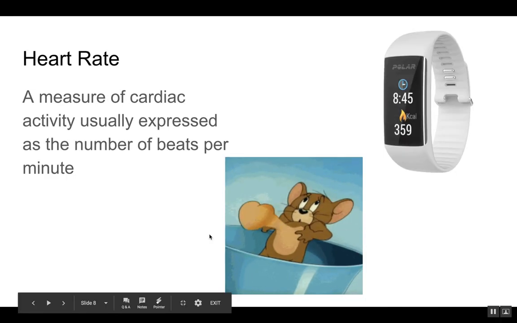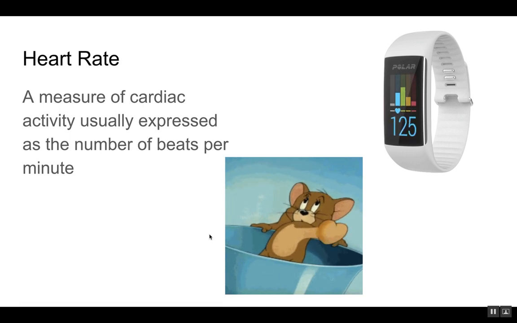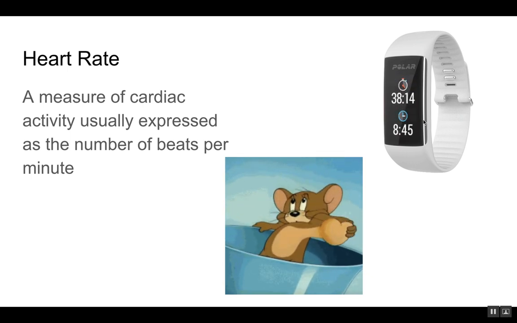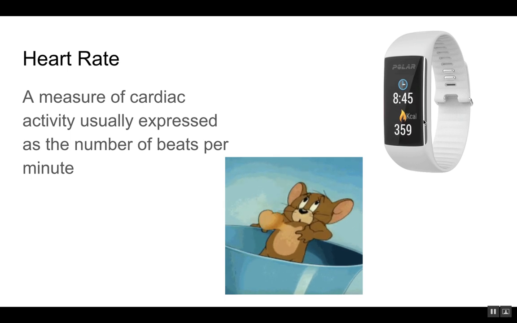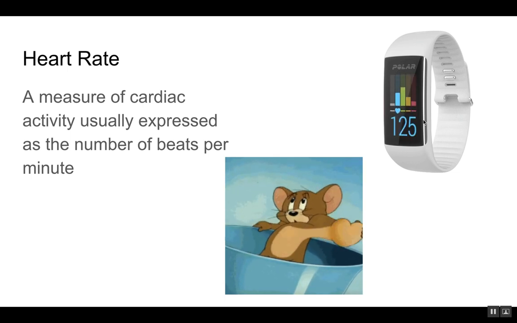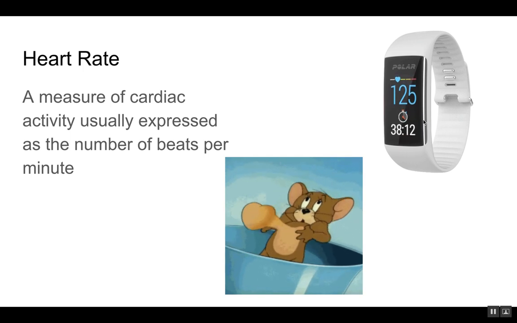Next word here is heart rate. This is the measure of cardiac activity, usually expressed as the number of beats per minute. You guys have seen people who wear smartwatches that can measure your heart rate. It's how many times it beats in a minute. When you are exercising, or you are excited, or you're nervous, or you're stressed out, heck, even if you're in love, your heart rate will increase.